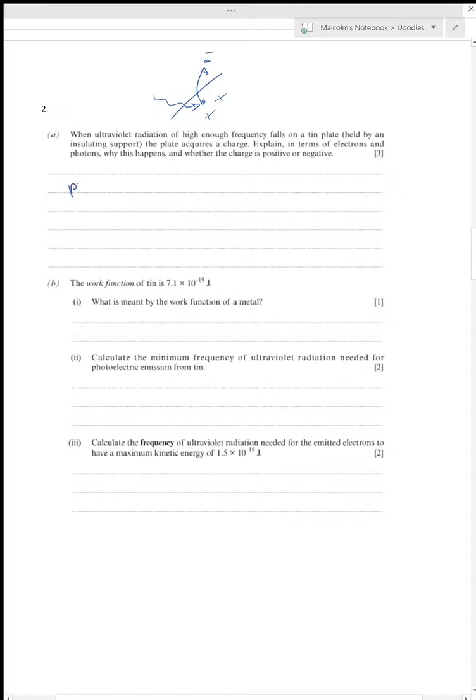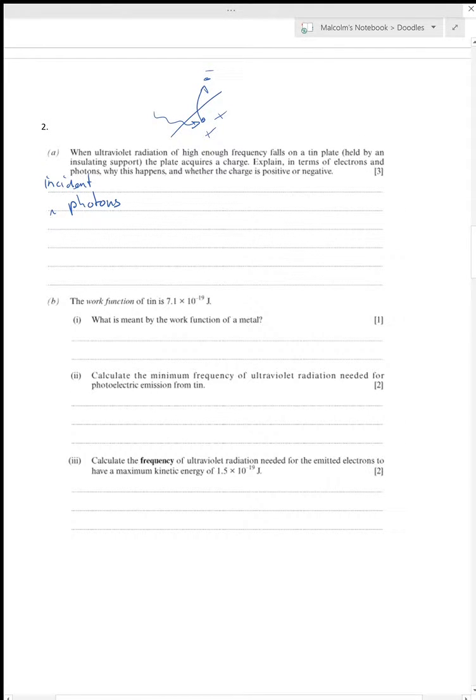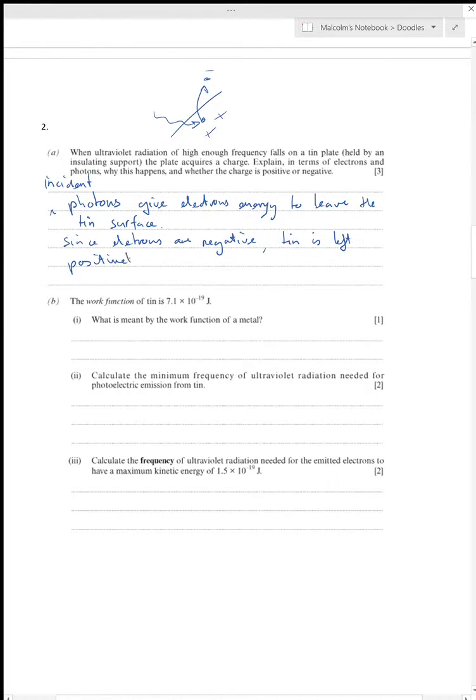Okay. I suppose I should say incident photons. So let's say that. Incident photons give electrons energy to leave the tin surface. Since electrons are negative, tin is left positively charged. And hopefully that is all I need to say, really. One would hope.